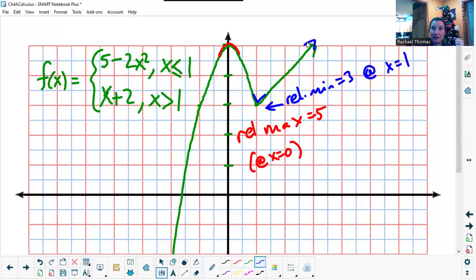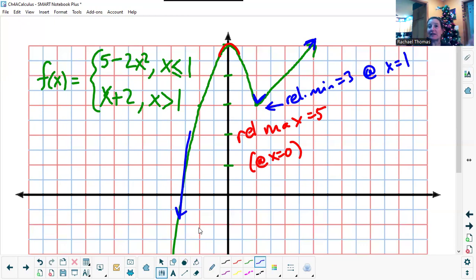And this arrow up here tells me that the turning point at x equals 0 will not represent an absolute maximum, because that right branch of the function just goes on for infinity. And obviously this relative min happening at x equals 1 is not going to be an absolute min, because I got all these points down here that have lower y values. So there are no absolute extrema on this graph.